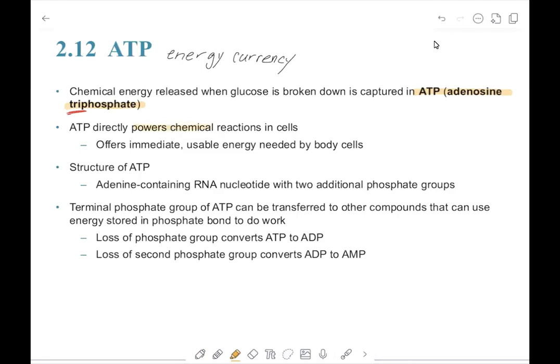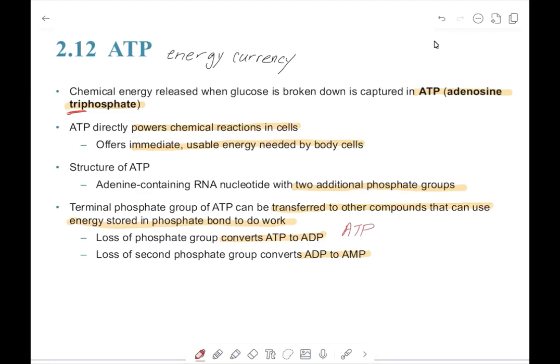It powers chemical reactions in cells, offers immediate usable energy needed by body cells, and the ATP has 3 phosphates. So it has 1 adenine phosphate with 2 additional phosphate groups. And that last phosphate is transferred to other compounds used for some sort of work. So the loss of a phosphate converts ATP to ADP, and the loss of a second one goes from ADP to AMP.